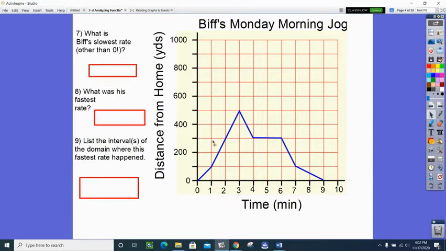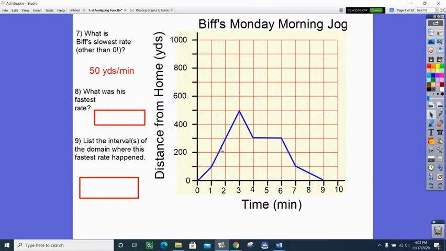Well, the slowest rate would have that sort of shallowest slope. The steepness would be the least. He travels the least amount in the most time kind of idea. And you'll see that it's happening right here. So other than 0, as you notice there, he goes right here 100 yards in 2 minutes. 100 divided by 2, he's going 50 yards per minute. And you can tell just by the steepness, or rather how shallow that line is, that that is his slowest speed.